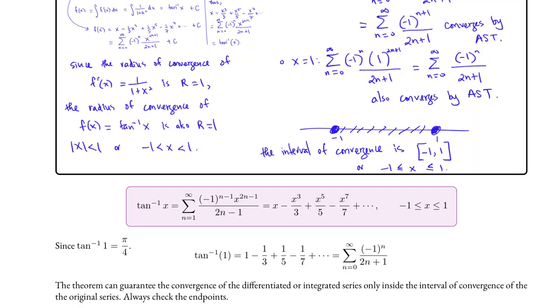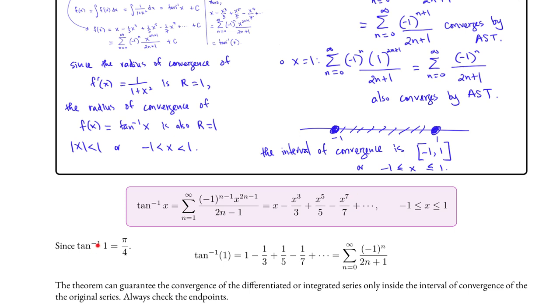To summarize, we can express tangent inverse as an infinite series, negative 1 to the n minus 1 times x to the 2n minus 1 over 2n minus 1. And it is x minus x cubed over 3 plus x to the 5th over 5 minus x to the 7 over 7 plus and so on.